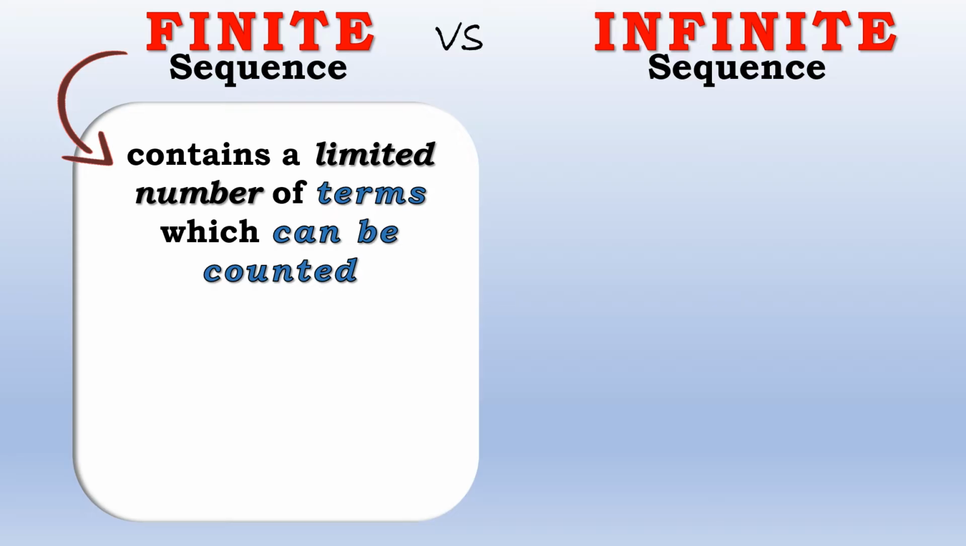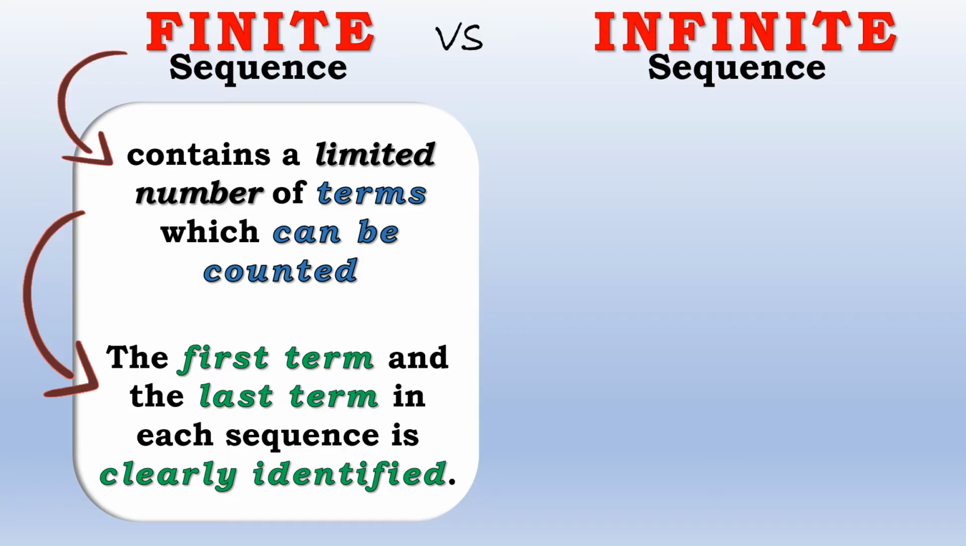Kaya nyo bilangin yung terms simula sa una hanggang sa given na last term, kayang-kayang bilangin. So, kung hindi man agad-agad mabibilang, at least we should know, we should identify the first term and the last term. So, kapag ang given sequence ay given ang first term at last term, the sequence is finite sequence.